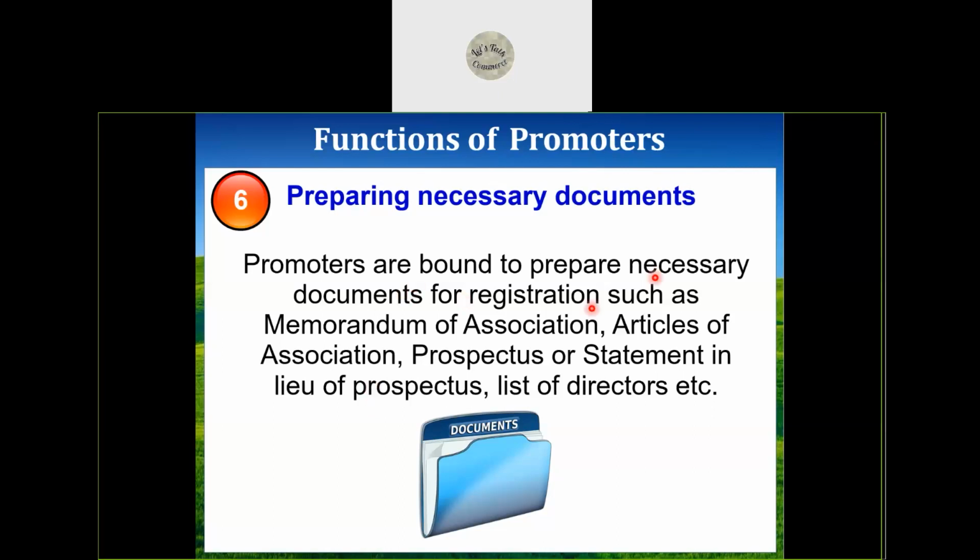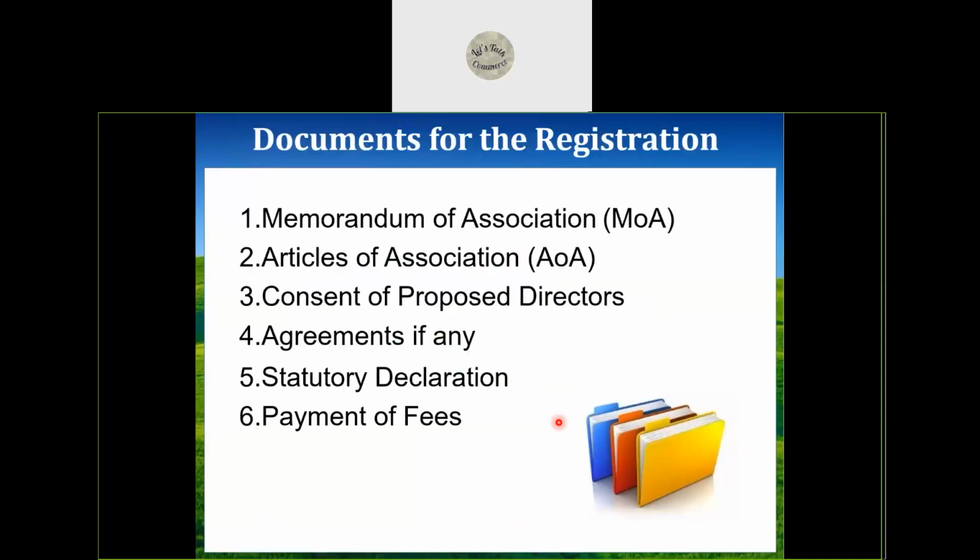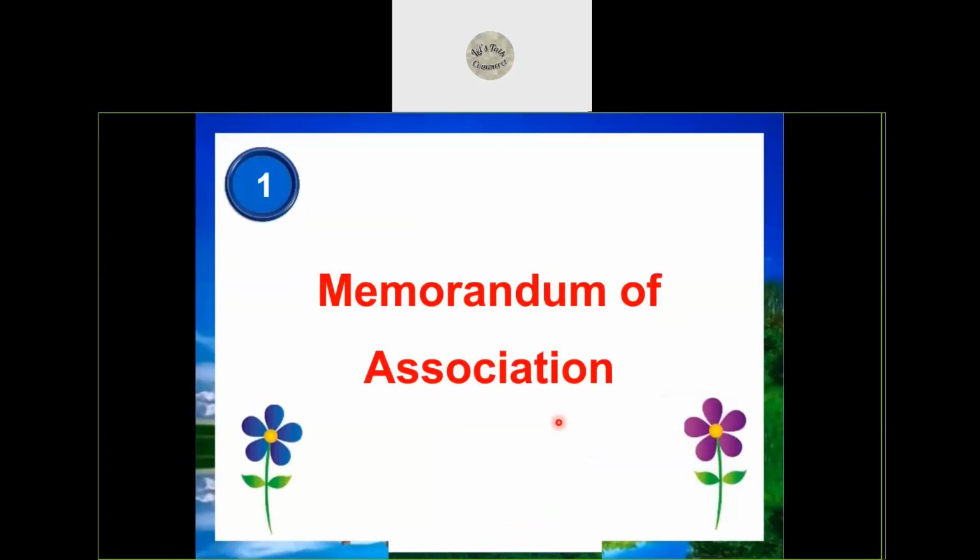Promoters are bound to prepare necessary documents for registration such as Memorandum of Association, Articles of Association AOA, prospectus or statement in lieu of prospectus, list of directors etc. ये सारे डॉक्यूमेंट्स हम कहाँ प्रिपेयर करेंगे? प्रमोशन स्टेज में प्रिपेयर करेंगे, राइट? Documents, all these documents we will be preparing.